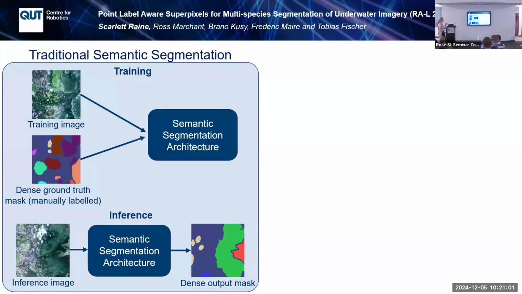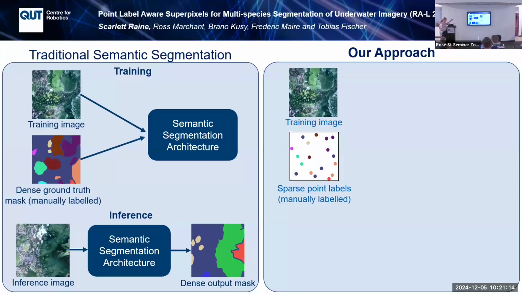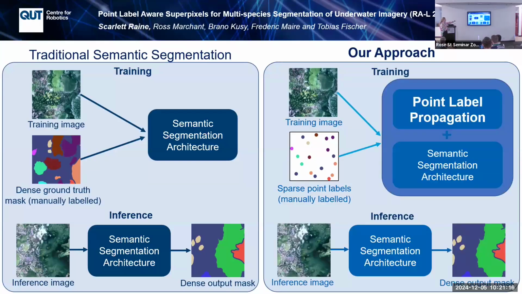Obviously, with traditional semantic segmentation, we have training images, and for each training image, we have a dense ground truth mask that goes with it. So we normally have every pixel labeled at training time. For us, instead, we have the sparse points, and we want to introduce this point label propagation task. This task spreads out those sparse points in the image to create a pseudo-labeled mask that you can then use to train your semantic segmentation architecture.